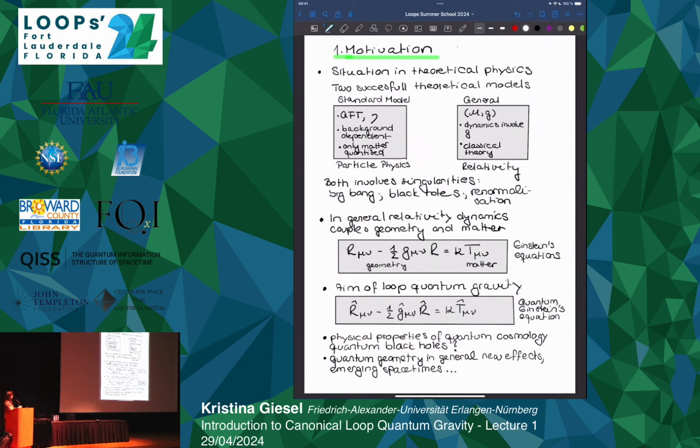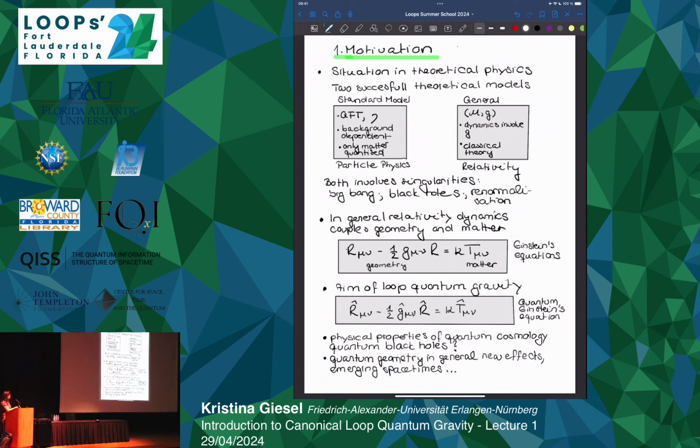And on the left-hand side and the right-hand side, you have matter, and they are coupled in a nonlinear manner. Now, as you know from quantum mechanics, if we canonically quantize, usually we take a classical system as a starting point, which would be GR here. And then we apply a procedure to promote the classical quantities to operators.